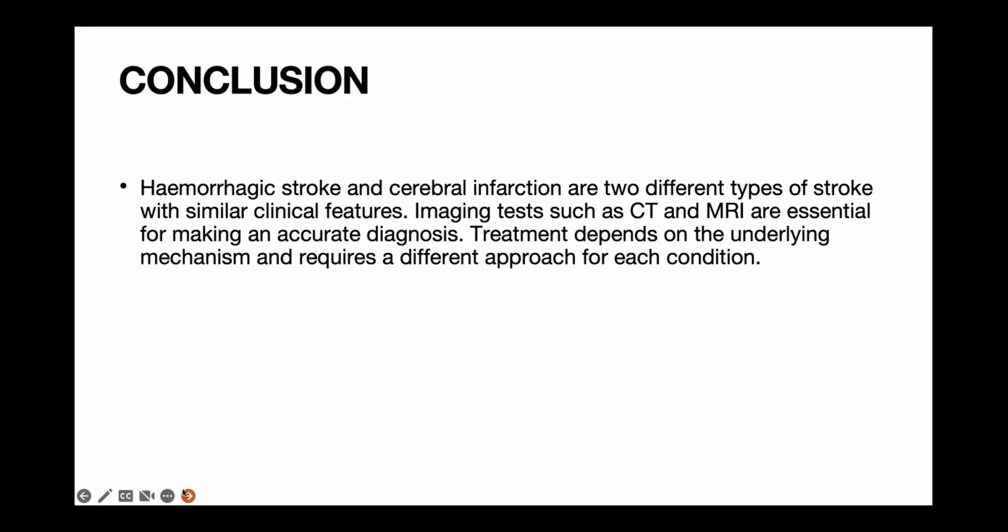Okay, the conclusion. The conclusion is the hemorrhagic stroke and the cerebral infarction are two different types of stroke with the similar clinical features. So the imaging tests such as CT scan and MRI are essential for making an accurate diagnosis. Treatment depends on the underlying mechanism and requires a different approach for each condition.